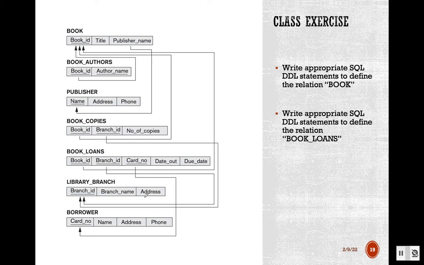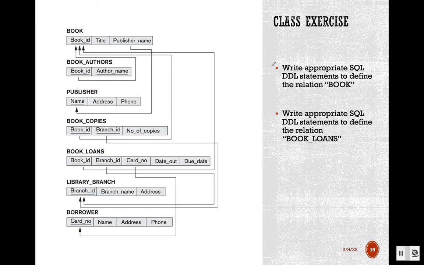So here we have the database schema. You can see that it's a database schema about the textbook. Actually, it's a database schema about a library. So it has a book, the information about the authors of the book, publisher, book copies, library. There are different library branches. And people can loan the book, and there are borrowers.